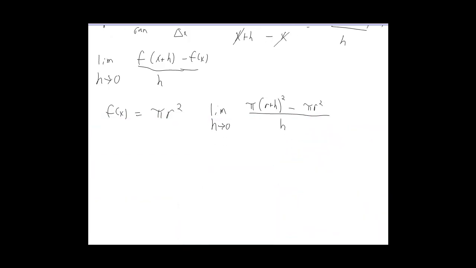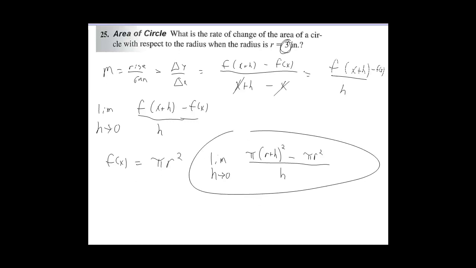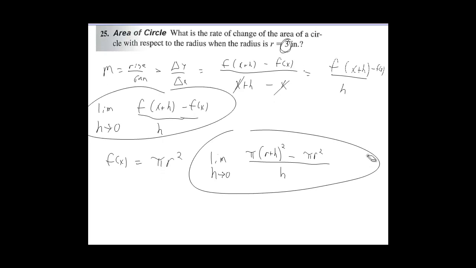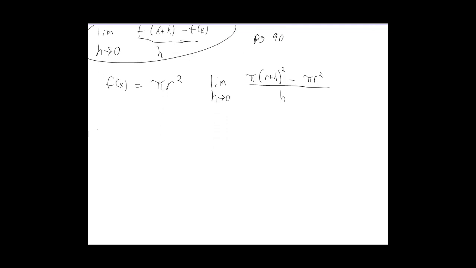Now we can plug in the particular r that we want. By the way, this formula for the slope of a curve is on the top of page 90 in your textbook, and that's the definition of the slope of a curve at a point. Here, the point in particular is x equal 3, and then the y value would be 9 pi. So we want to find the slope when our r, because r is the independent variable, not x, is 3. I'm going to substitute that in.